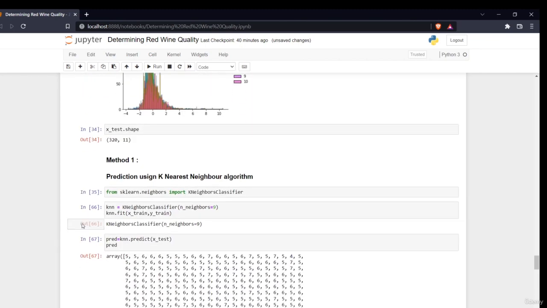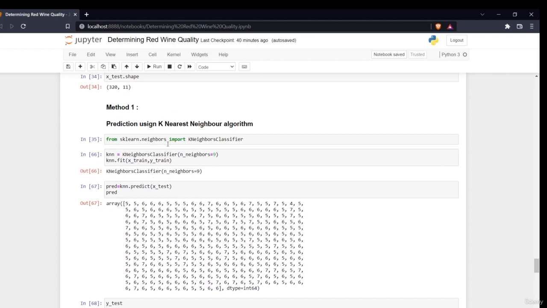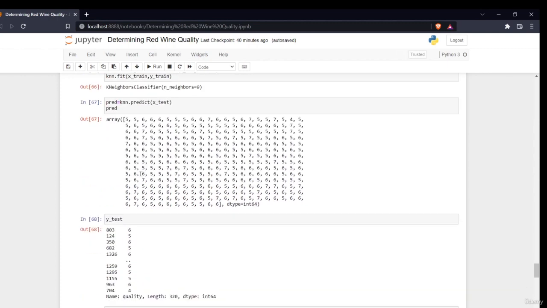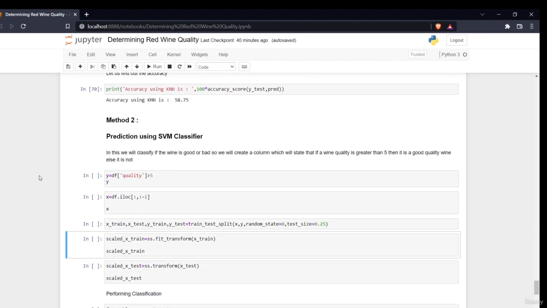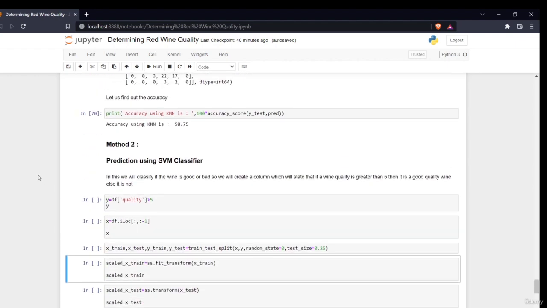Then we processed the data and we scaled the data using standard scaler. Then we used the approach of predicting. We had the label, we directly predicted the label using k nearest neighbor, KNN. Okay, so now I have a new method. In this method, we'll be setting a benchmark, in which we'll classify the wine as good or bad.